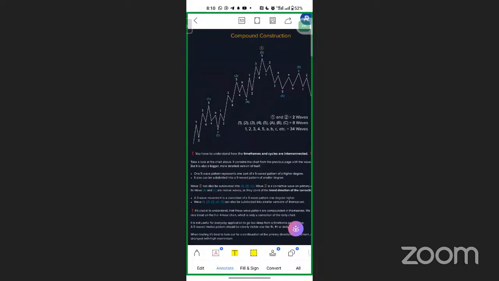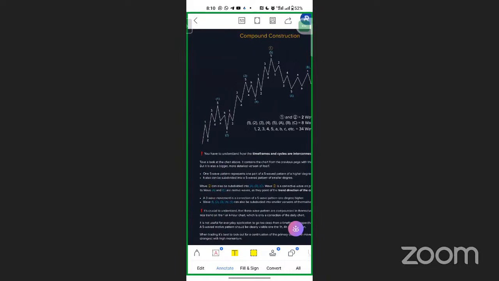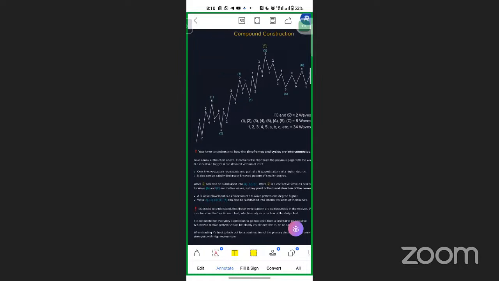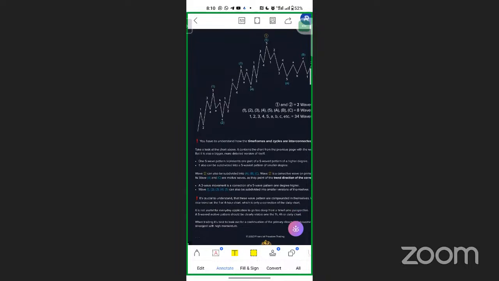You have to understand how the time frames and the cycles are interconnected. Take time and look at the chart above. It contains charts from the previous page with wave 1 and 2, but it is also a bigger and more detailed version of itself. One 5-wave pattern represents one part of a 5-wave pattern of a higher degree. It can also be subdivided into 5-wave patterns of smaller degree.